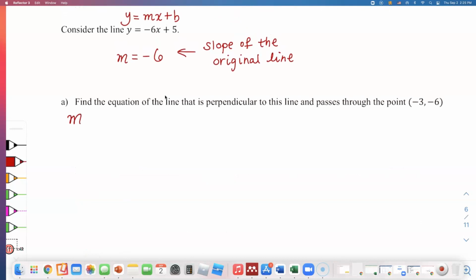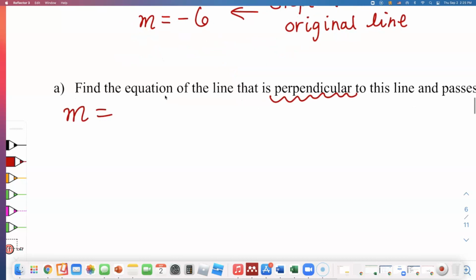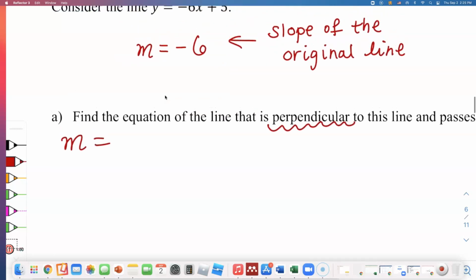But what about for perpendicular? Okay, what about for perpendicular line? Okay, it should have an opposite reciprocal slope, right? So instead of negative, it's going to be positive. But if you write negative 6 as a fraction, that is negative 6 over 1. The reciprocal will be, if you flip it, that's going to be 1 over 6, right? So the slope of the line that is perpendicular to the original line should be 1 over 6.